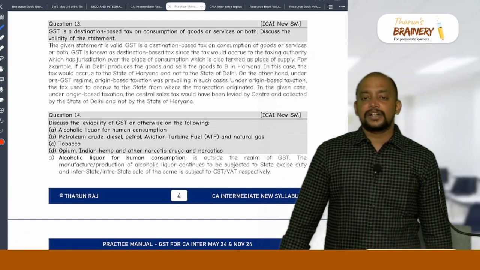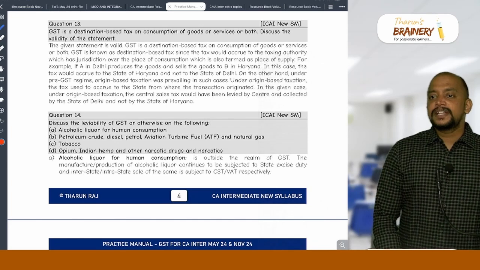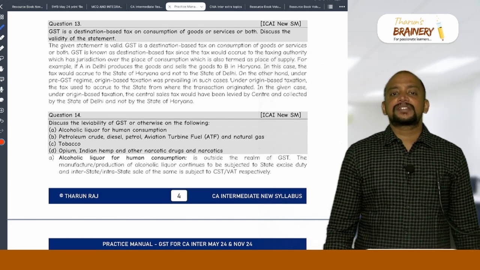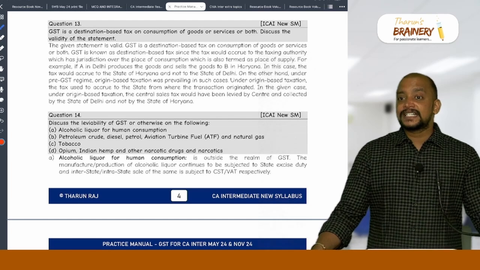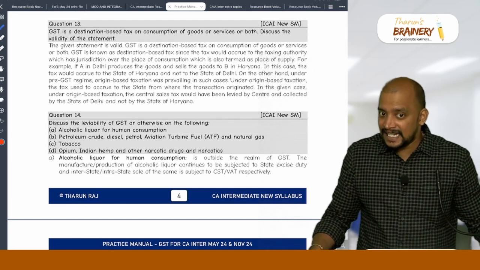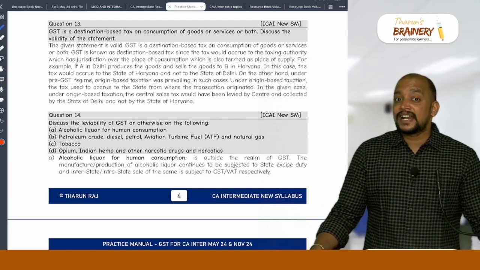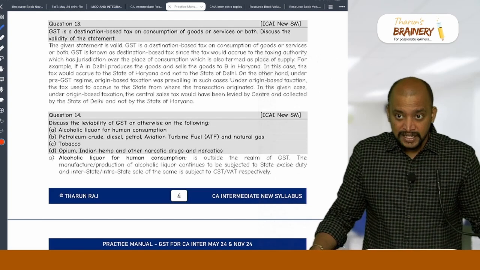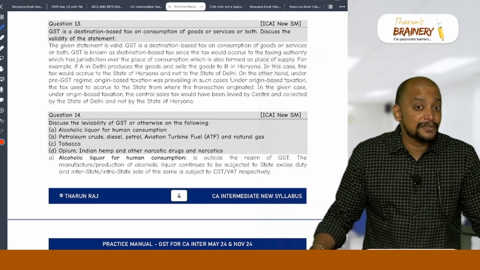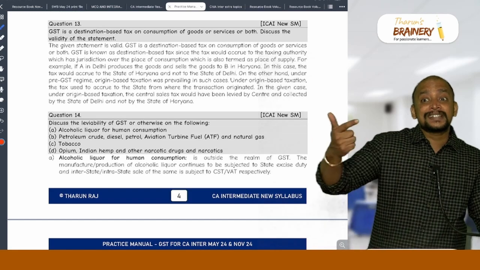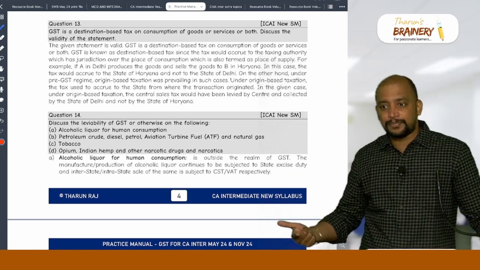Discuss the validity of the statement. Why is GST called a destination based consumption tax? I gave you the explanation. Whenever there is an interstate sale, the IGST which is collected by the central government, 50% is retained by them, and the remaining 50% will be given to the consuming state based on place of supply.